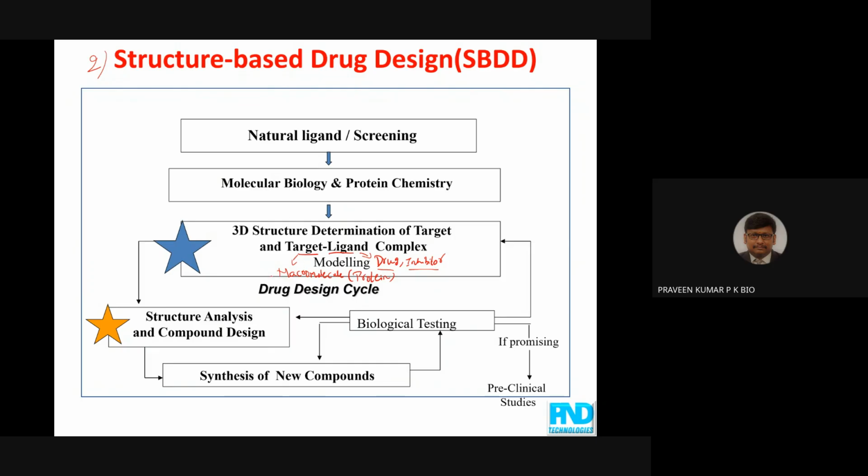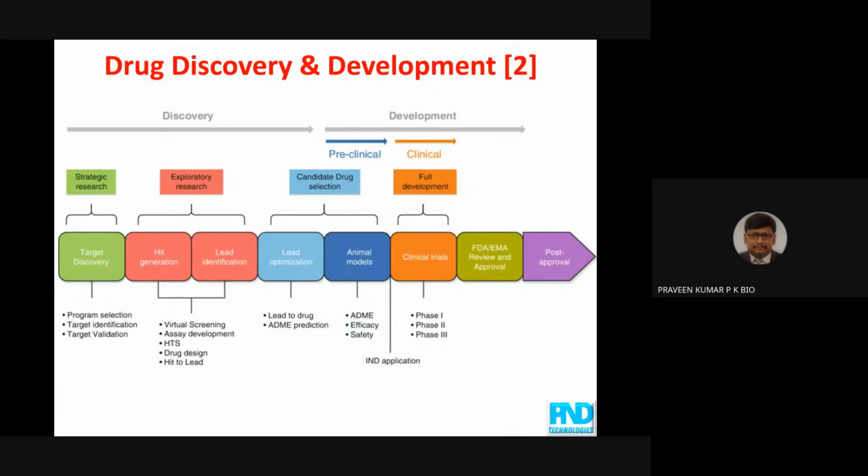Let me go ahead with structure-based drug design. Unless we have a 3D structure of both target and ligand, we can't minimize the cost. If you want to minimize the cost of coming up with a drug for a particular disease, we should have this kind of structure. With the structures we have, we can initially do computational analysis, then work with in vitro studies by synthesizing new compounds, and then try preclinical followed by clinical studies. This is structure-based drug design.